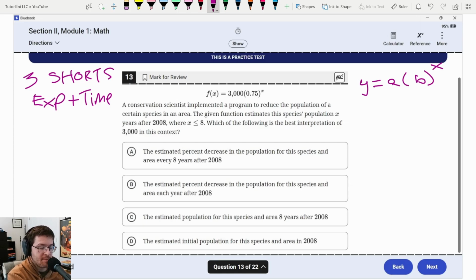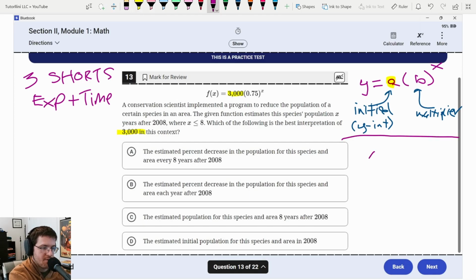All right, so this is a basic exponential, y equals a times b to the x, where a is the initial value, in other words, the y-intercept, and b is the multiplier. So I see right away that the number they're asking us about, 3,000, is the a. It's the number in front. So it's the y-intercept. Y-intercepts always have an x of 0. So (0, 3,000) is a point on this graph. That's what that's telling me.